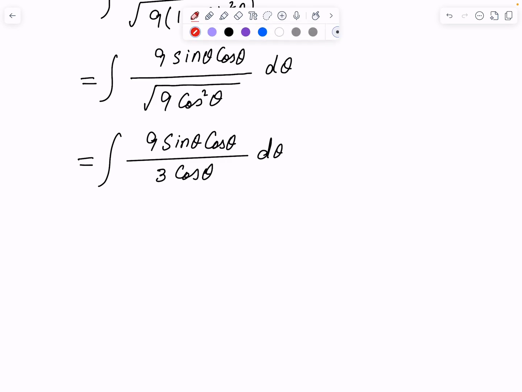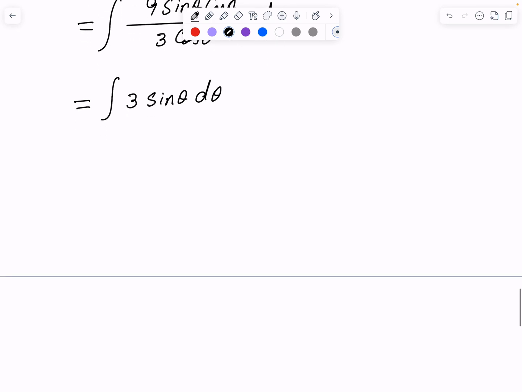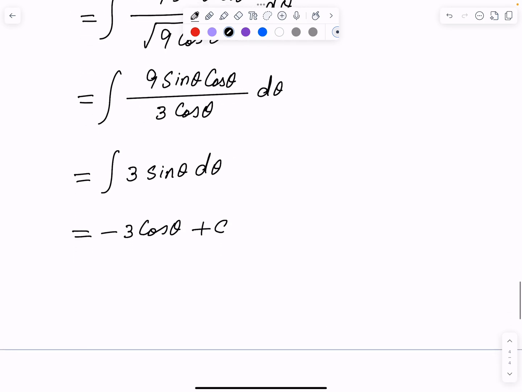Then we're going to cancel cosine with cosine. Okay? So we're going to get 9 by 3 is 3 sine theta, and cosine by cosine is just 1. Here's d theta, and we're going to get minus 3 cosine theta plus c. And now we had x being equal to 3 sine theta, which means sine theta equals x divided by 3.